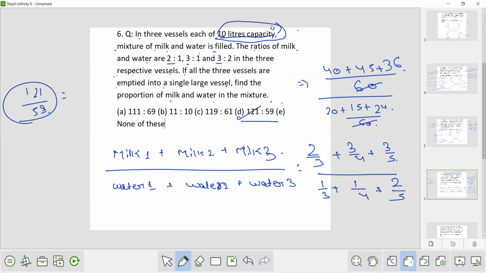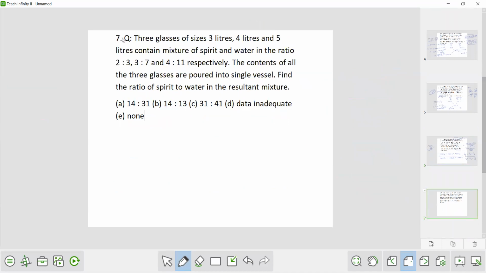If the capacity of vessel is same, then we don't require this data. But I have taken another question where the capacity of vessel is different. Then how to solve that question? See, question number 7. 3 glasses of size 3 liter, 4 liter and 5 liter contain mixture of spirit and water in the ratio 2:3, 3:7, 4:11 respectively. The content of all the 3 glasses are poured into a single vessel. Find the ratio of spirit to water in the resultant mixture. Now here the vessel sizes are different, that is 3 liter, 4 liter and 5 liter.